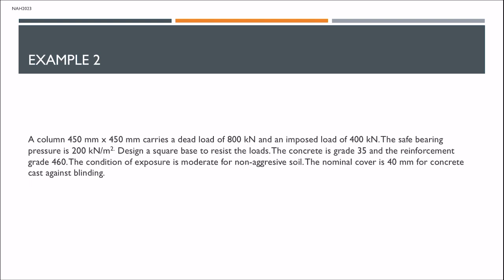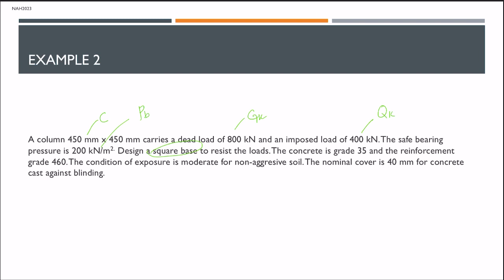A column 450 times 450, which is the column width, carries a dead load of 800 kilonewton, which is GK, and 400 kilonewton for the imposed load QK. The safe bearing pressure is 200. This one is PB. Design a square base to resist the load.